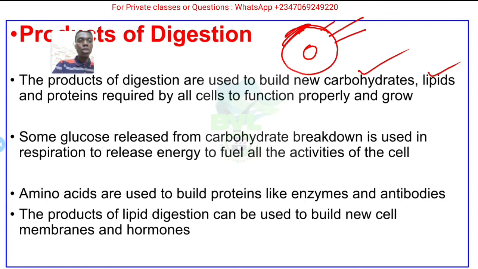Amino acids are used to build new proteins like what? Enzymes, antibodies. So the enzyme in itself is also formed from the broken down form of protein, which is amino acids. Because enzymes are protein, it helps to break down protein to form amino acids, which is also used to form itself. How nice. The product of lipids digestion can be used to build what? New cells, new cell membranes, and hormones. There are some hormones that have fatty components, or that have lipid components in them.